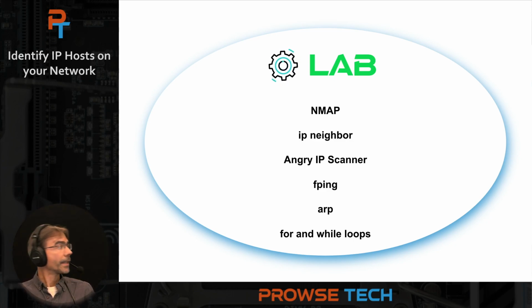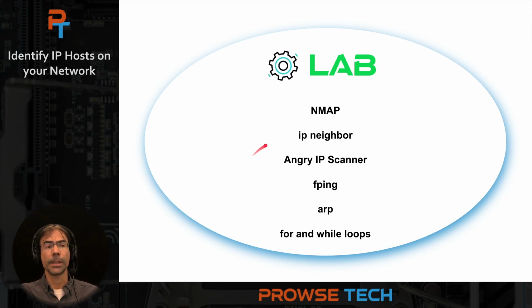Okay, so that's it. Let's get into it. Here is what we have on the agenda today. We're going to be doing a lab. We're going to be working with NMAP, and we'll spend the bulk of the time working with that. Then we'll get into some other commands like IP neighbor. We'll show the Angry IP scanner program. We'll show how to use FPing and a little ARP, and briefly talk about for and while loops. We can use all of these tools and programs to identify IP hosts on your network.